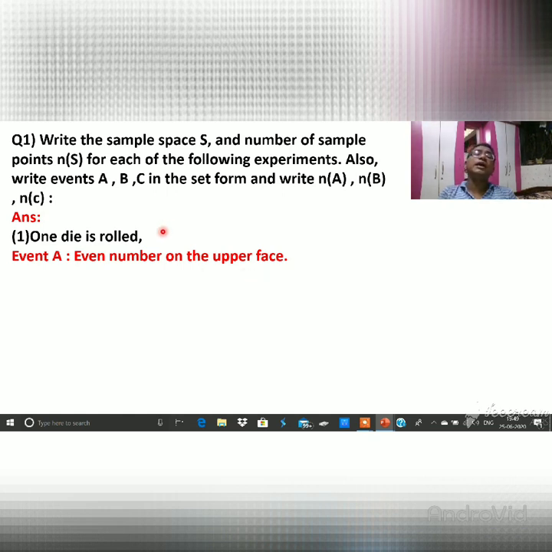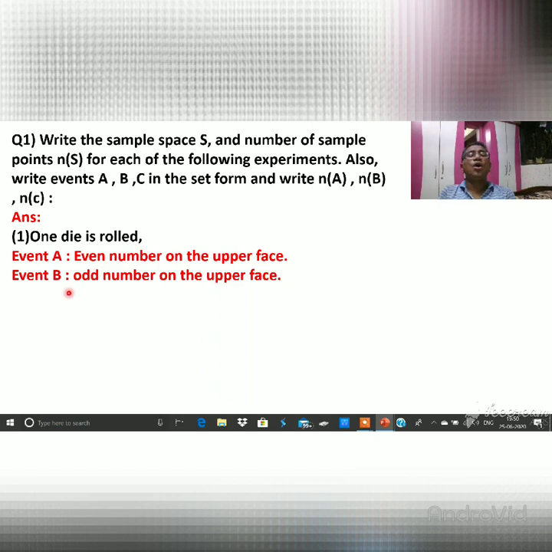So first, what they have said is that we take one die and roll it and throw. So what can we get? What do they want to get? In event A, they want an even number. Even number means 2, 4, 6. That is the even numbers.